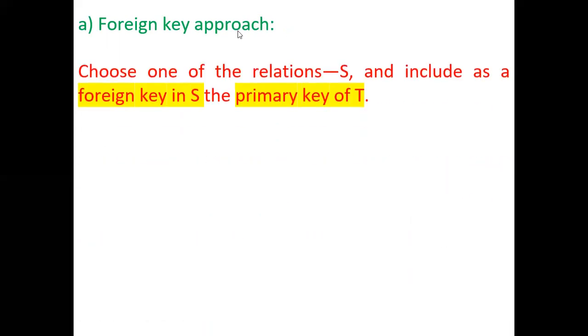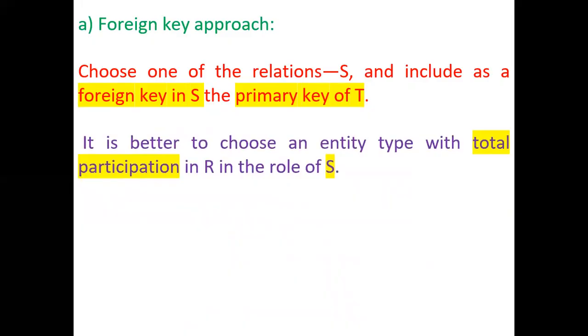Here we'll follow the foreign key approach. One relation should be taken as S and another as T, and the foreign key in relation S will be the primary key of T. Then which relation is S, which is T? The entity type which has total participation should be considered as S. Then the other entity type will be T.